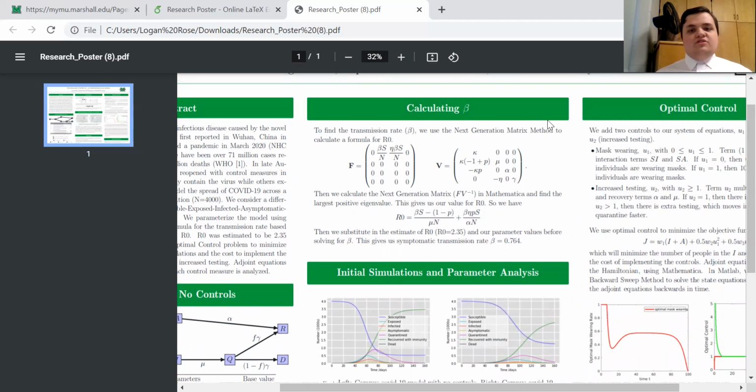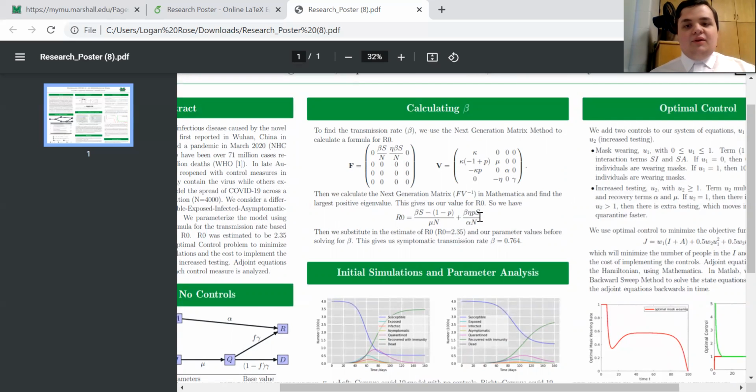So we split our equations into 2 different components: the ones that did transmit the virus, so mainly our A class and our I class, into one matrix, which is the F matrix. And our non-transmission components are in our V matrix. And then using Mathematica, we calculated the next generation matrix. And this gave us a value for R naught. What R naught is, basically, say you have one infectious person. That's the average number of people that person will spread the virus to.